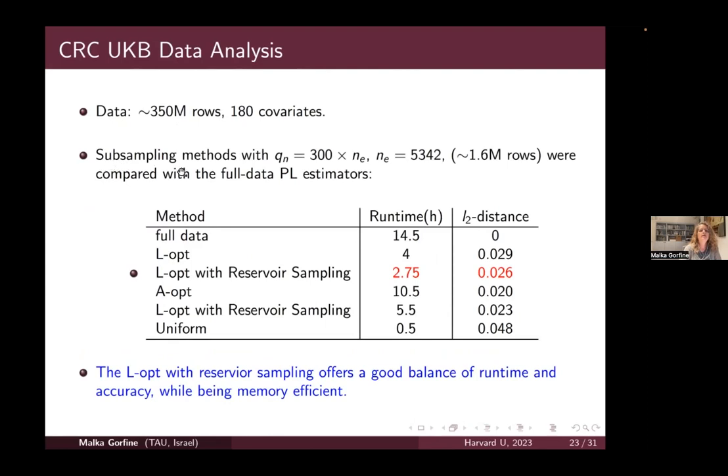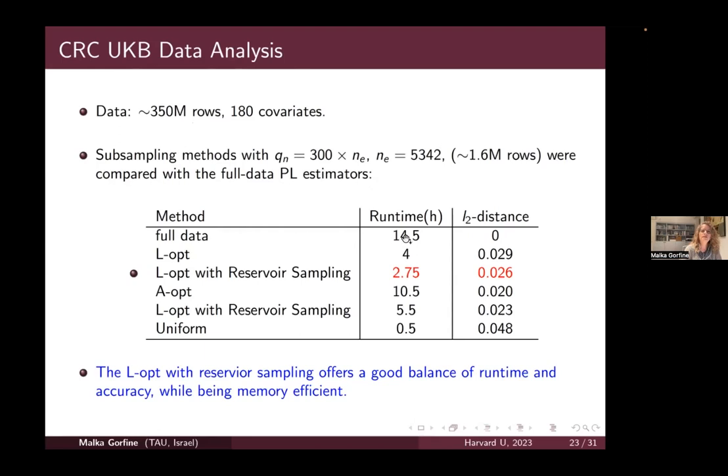We applied the subsampling methods with Qn at the size of 300 times the number of events. So it means that the data set that we eventually analyzed consists of only about 1.6 million, instead of 350 million.